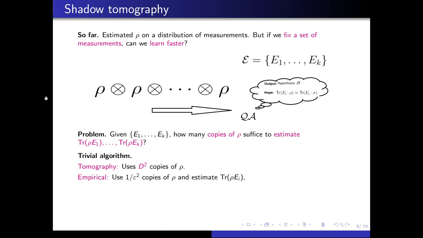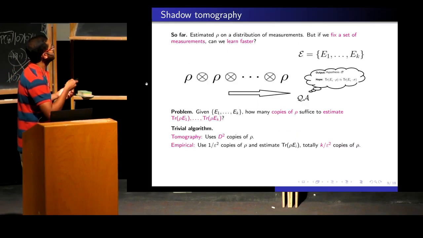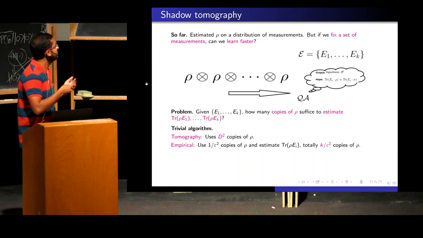There is another protocol where I can just do empirical sampling. So I just take 1 over epsilon squared copies of rho and measure E1. I find the probability that rho would accept E1. And then I repeat this for all possible EIs, and the sample complexity here would be k over epsilon squared. 1 over epsilon squared for estimating trace of rho E1, 1 over epsilon squared for trace of rho E2, and so on and so forth, up to EK. So the overall sample complexity is k times 1 over epsilon squared. This doesn't seem too bad, but it's still linear in the number of measurements, and if the number of measurements is exponential in n, this still seems bad. The sample complexity looks bad.